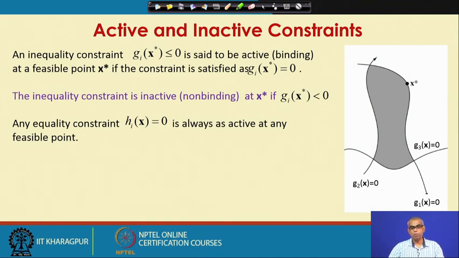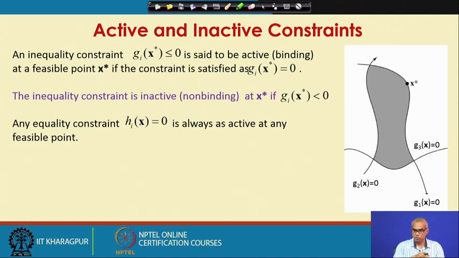So, next let us talk about what we mean by active constraints and inactive constraints. An inequality constraint can be an active constraint or an inactive constraint. An inequality constraint g less or equal to 0 is said to be active at a feasible point x star if the constraint is satisfied as g_i(x star) equal to 0.